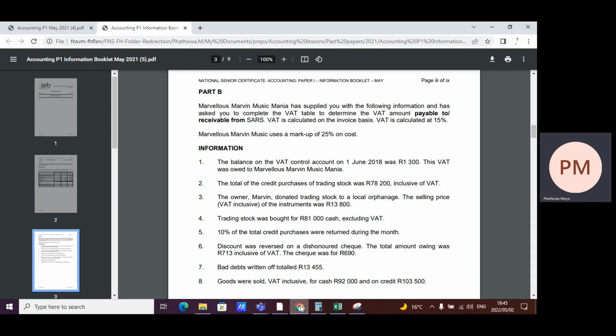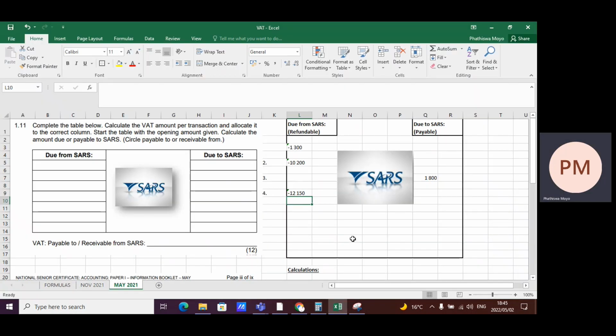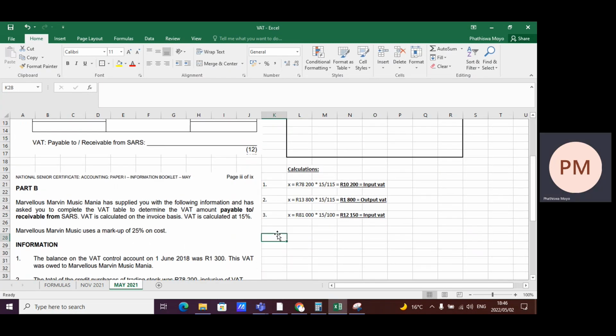10% of the total credit purchases were returned during the month, which means it's that one. So now we need to do the input VAT correction. So we'll treat it as output VAT. Go through the notes again if you are struggling with that concept. If something was initially recorded as output VAT, when it's being fixed, it should go to the opposite, which is input VAT, vice versa.